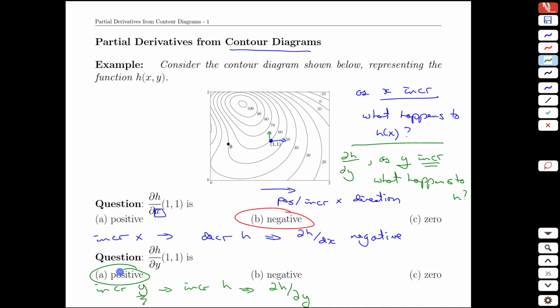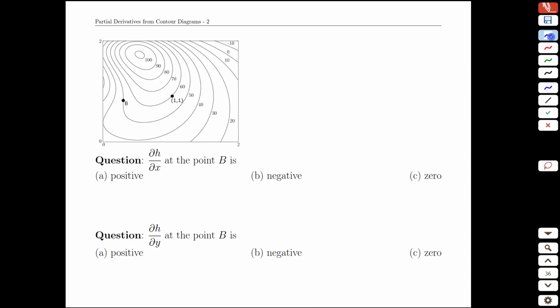All right. Does it get complicated in other scenarios? Let's see what happens. Taking a look at the same surface, but now looking at the point B. So we're moving over to this location here. We will start off with the first direction, which is the x direction. Pause the video if you need to, and ask yourself what that partial derivative would be at the point B.